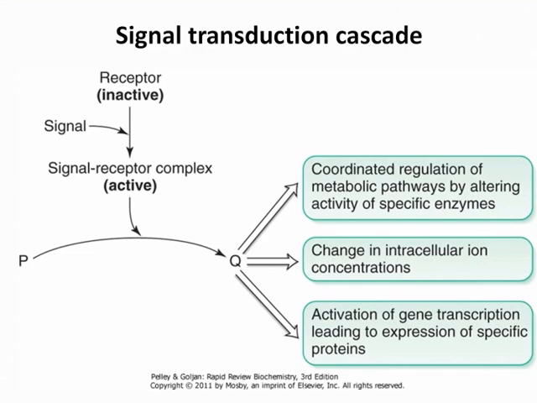Signal transduction cascades can lead to coordinating regulation of metabolic pathways by altering activity of specific enzymes. They can change intracellular ion concentrations, and they can activate gene transcription, leading to expression of specific proteins. So definitely know those three. It will probably test you on what signal transduction cascades can lead to.